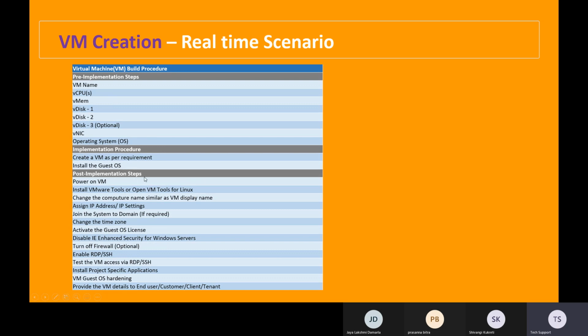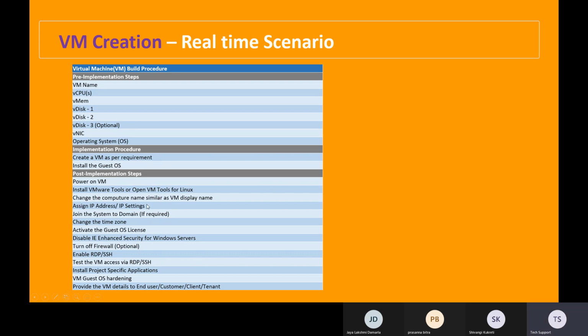And the post-implementation steps. Once we install the operating system, the procedure is to power on the virtual machine and install the VMware tools. VMware tools installation is required only for the Windows operating system. If you are using a Linux operating system, Solaris, or any appliance OS, we do not need to install VMware tools additionally. By default, the software comes with Open VM Tools, so with a Linux operating system we do not need to install it manually. But if you are installing a Windows operating system, we need to install VMware tools manually.